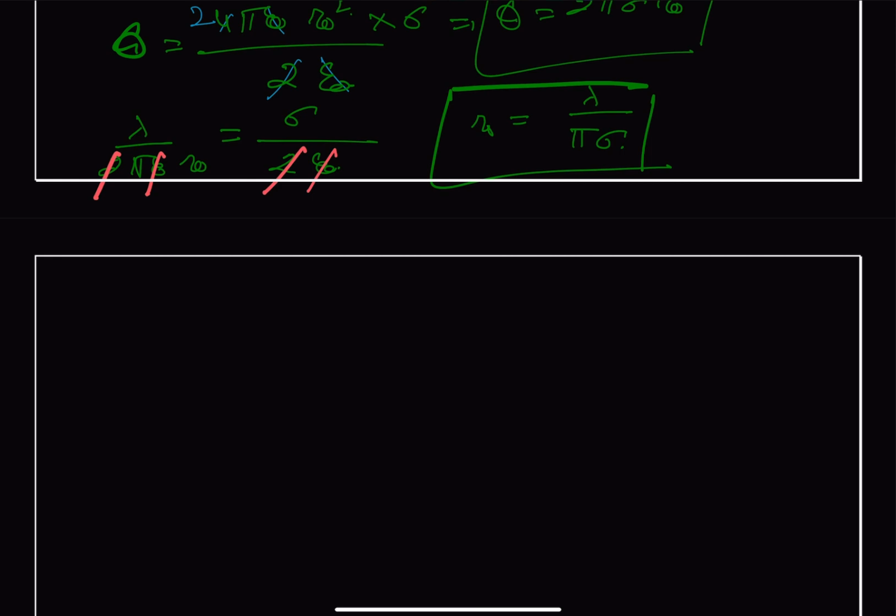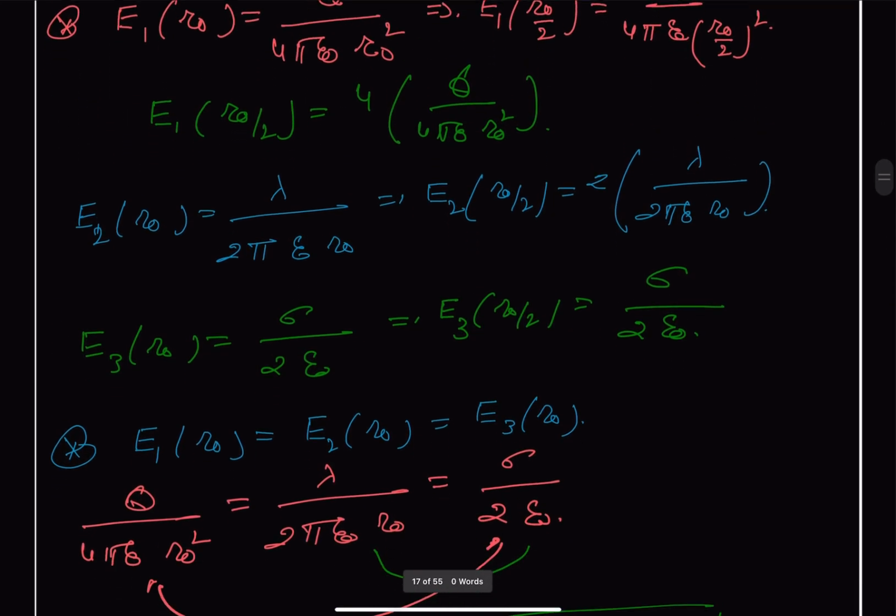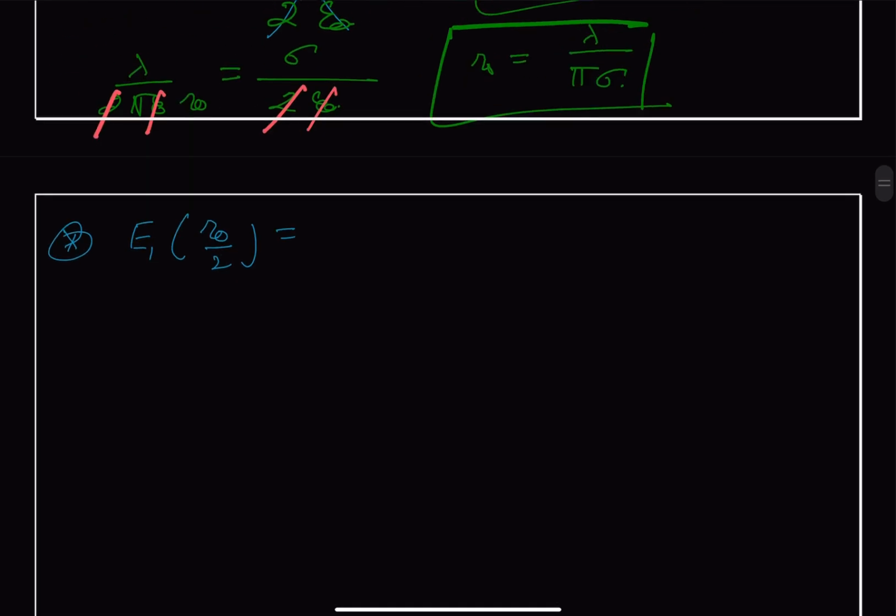So we already know that E1 at R0 by 2, and we found it was 4 times Q upon 4 pi epsilon naught R0 square.